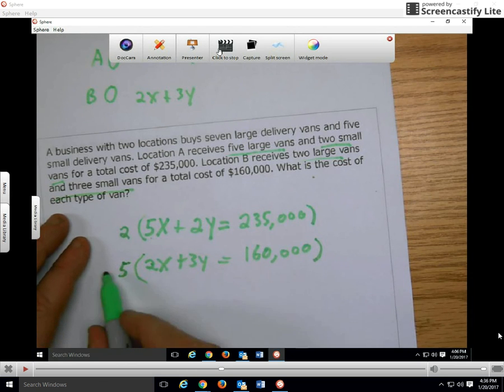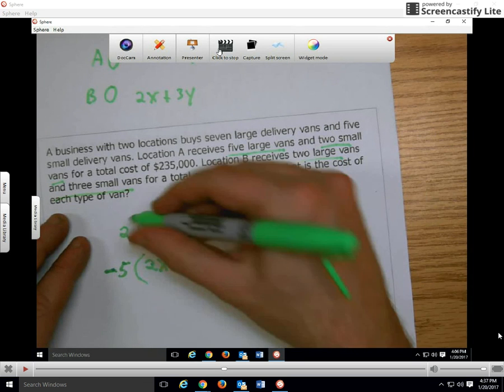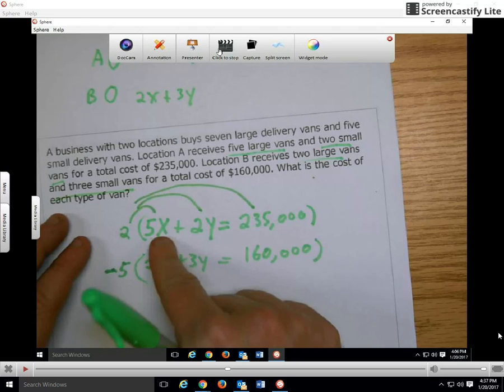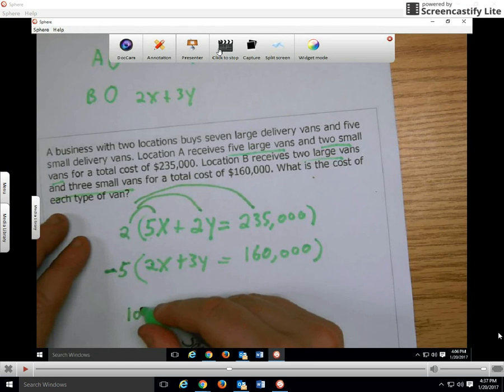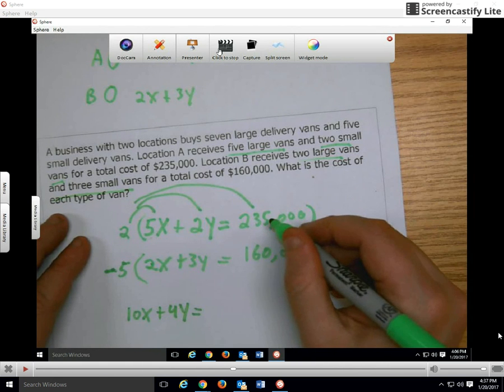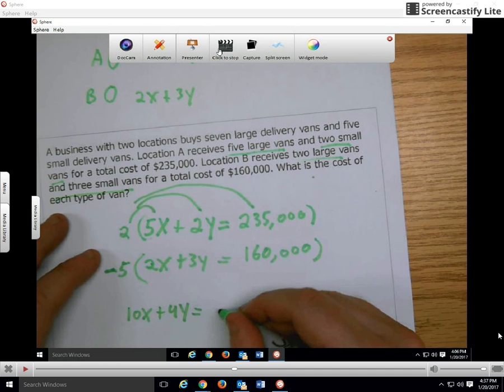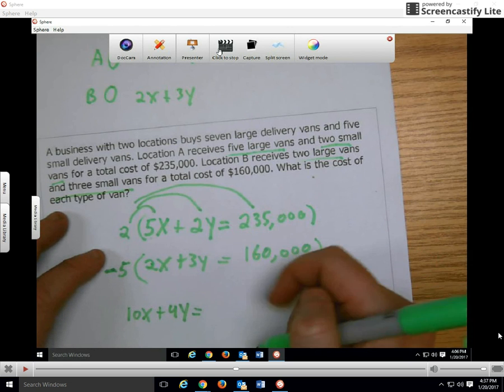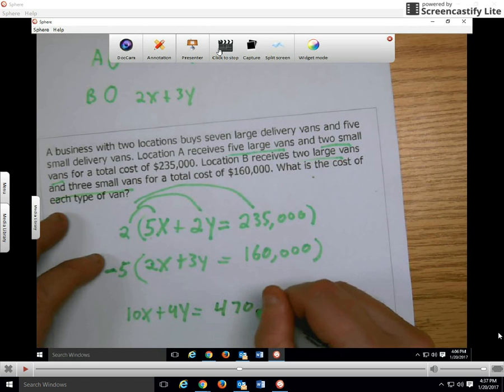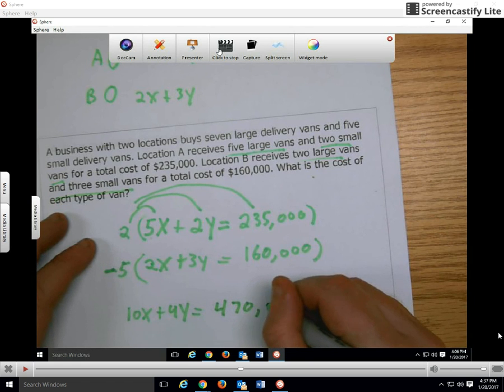Now, one of them has to be negative in this case so that they're opposite. Now we just use the distributive property. So 2 times 5, I'm going to write it down here, is 10x. 2 times 2 is 4y. 2 times 235,000, well, let's see what that would be. 470,000, sorry.